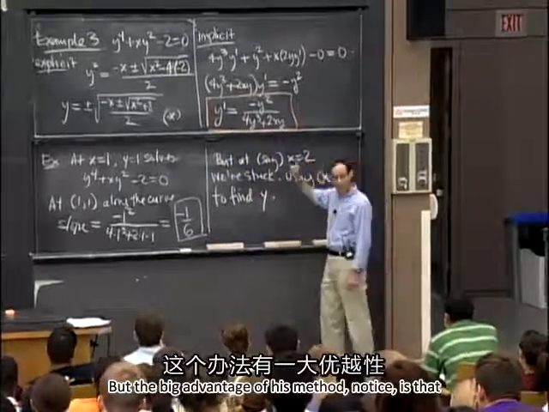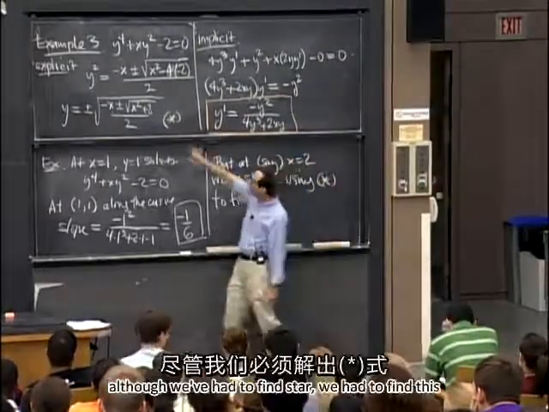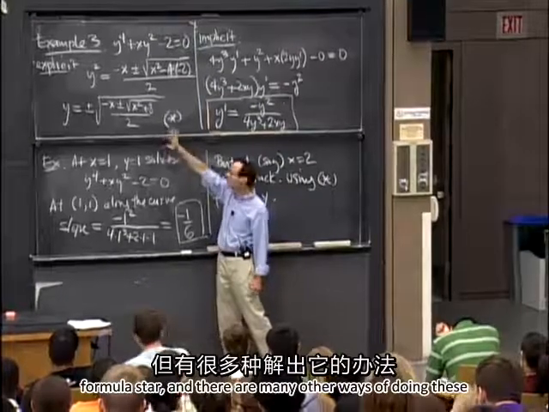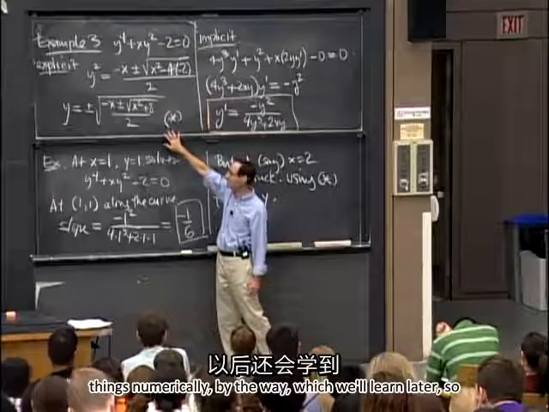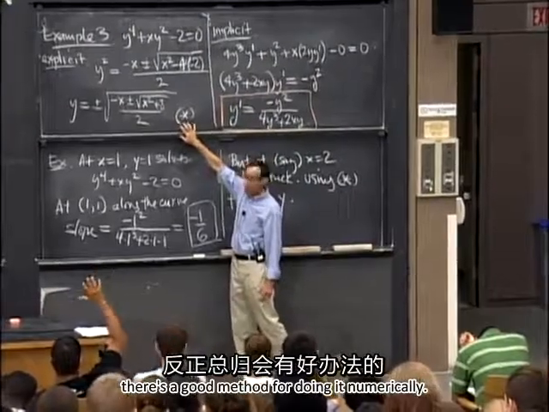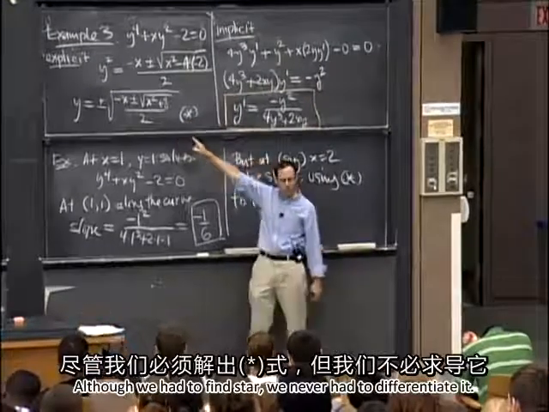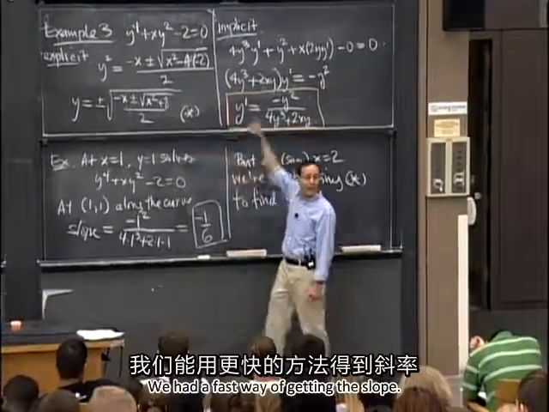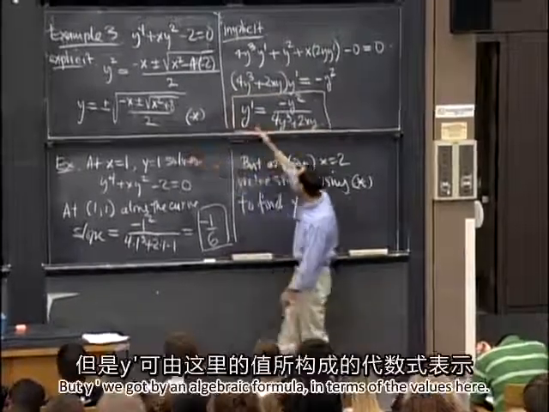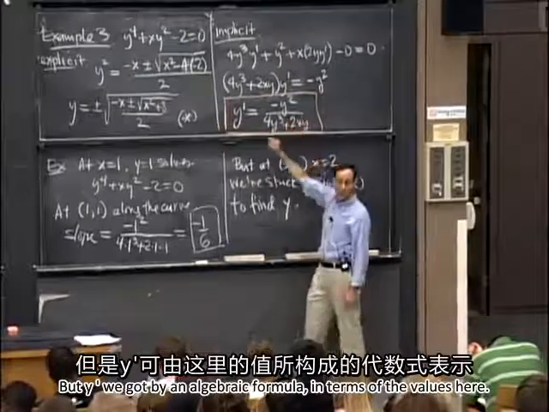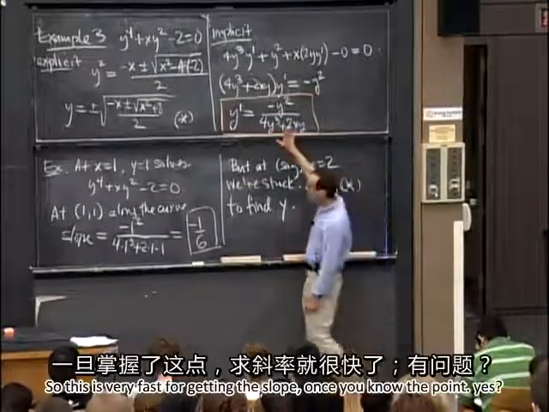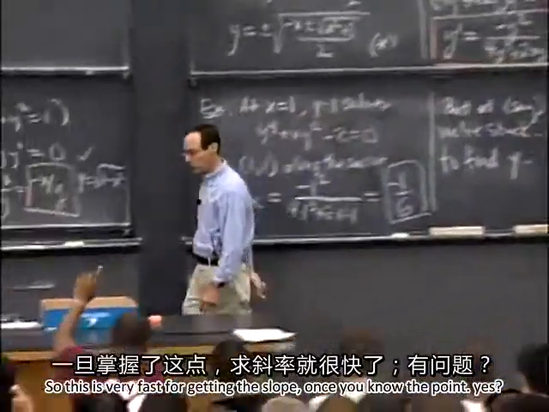But the big advantage of this method, notice, is that although we've had to find this formula star, and there are many other ways of doing these things numerically, by the way, which we'll learn later. So there's a good method for doing it numerically. Although we had to find star, we never had to differentiate it. We had a fast way of getting the slope. So we needed to know what x and y were, but y prime we got by an algebraic formula in terms of the values here. So this is very fast for getting the slope once you know the point.